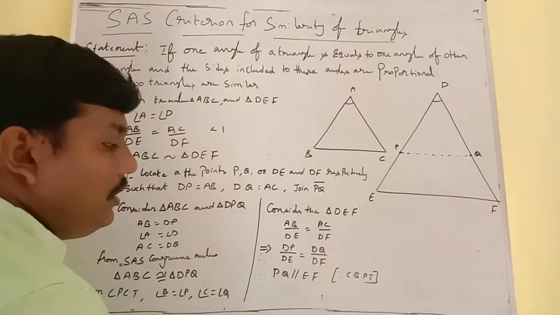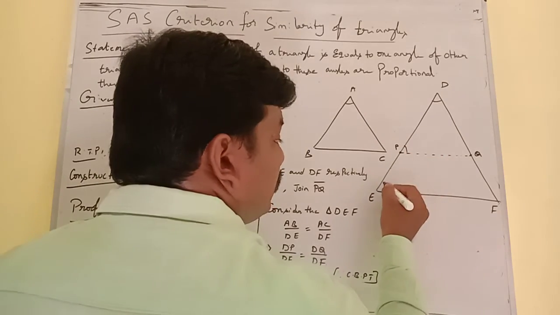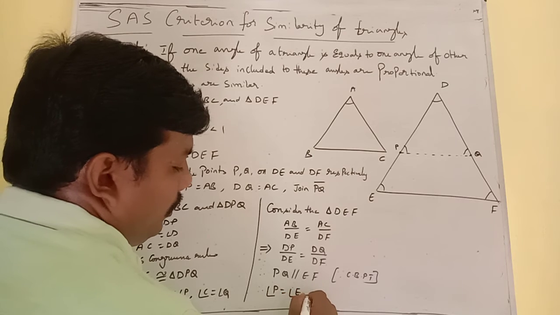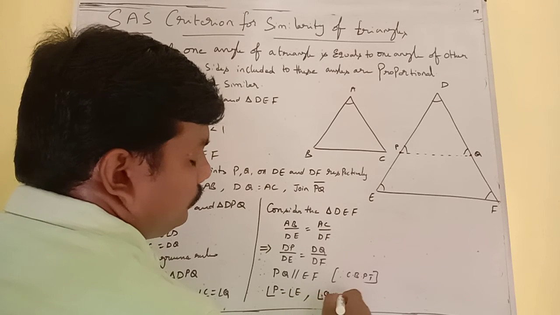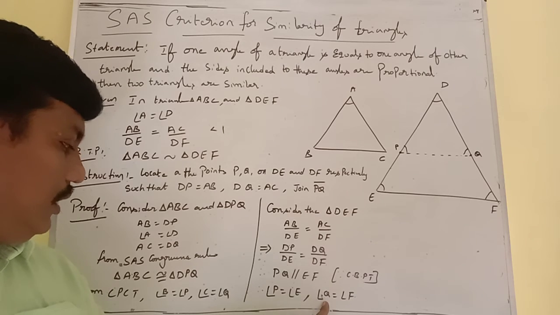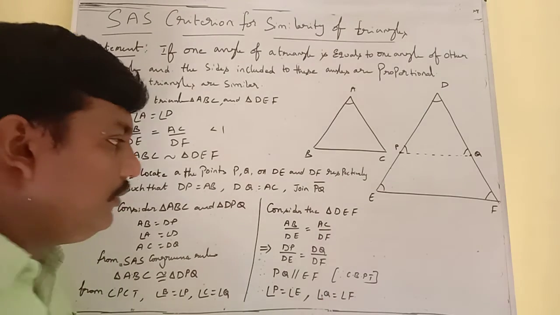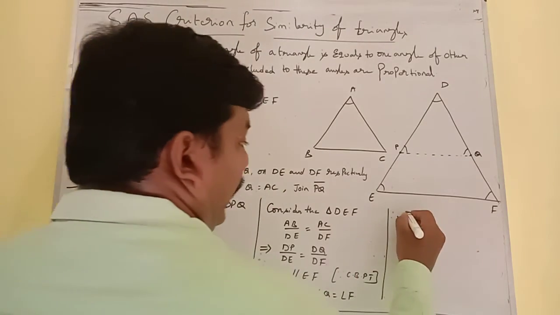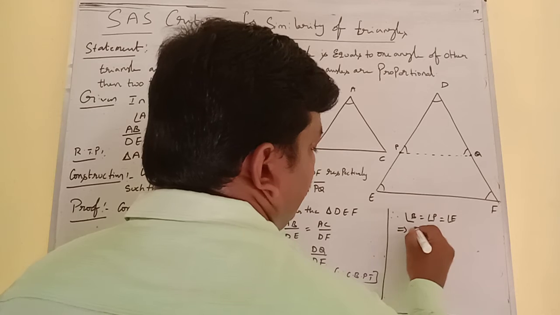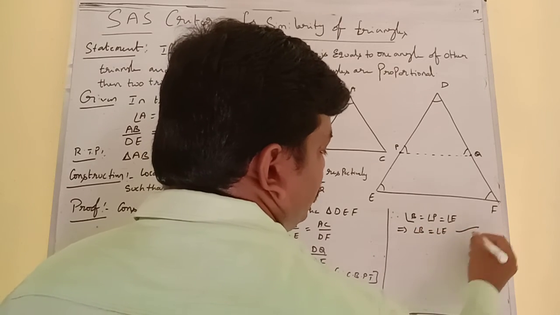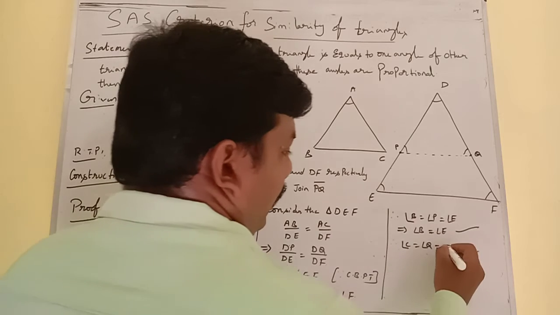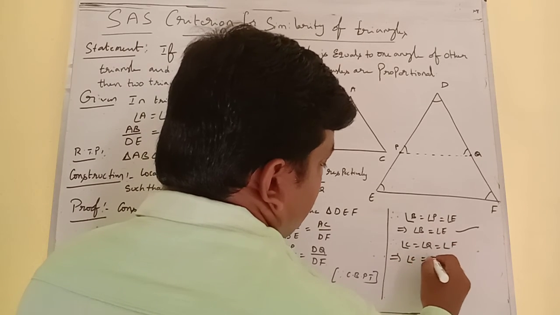When PQ is parallel to EF, we know that corresponding angles are equal. That means angle P is equal to angle E and angle Q is equal to angle F. From the earlier concept, angle P is equal to angle B, but angle P is also equal to angle E. Therefore angle B is equal to angle P, which is equal to angle E. So angle B is equal to angle E. That is the first condition we got. Similarly, angle C is equal to angle Q, which is equal to angle F. So angle C is equal to angle F.